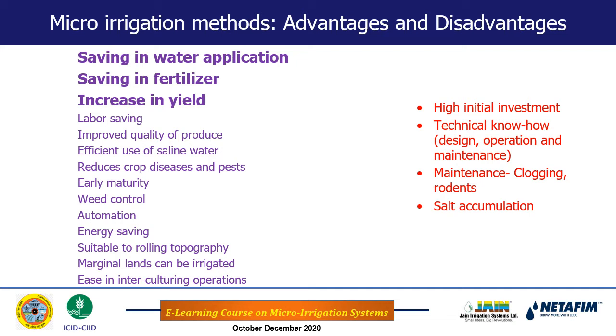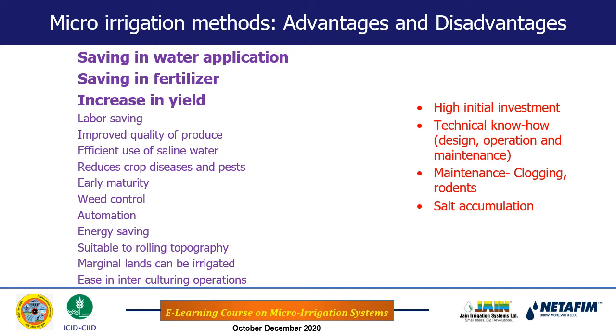High initial investment. When we apply water directly up to the root zone of the crop, and apply fertilizer or nutrient directly up to the root zone of the crop, we need certain infrastructure, and this infrastructure has certain cost. In case of surface irrigation method, we just lift the water from the well with the help of a pump and allow it to spread over the land surface, or divert the water from the canal over the land surface, that's all.